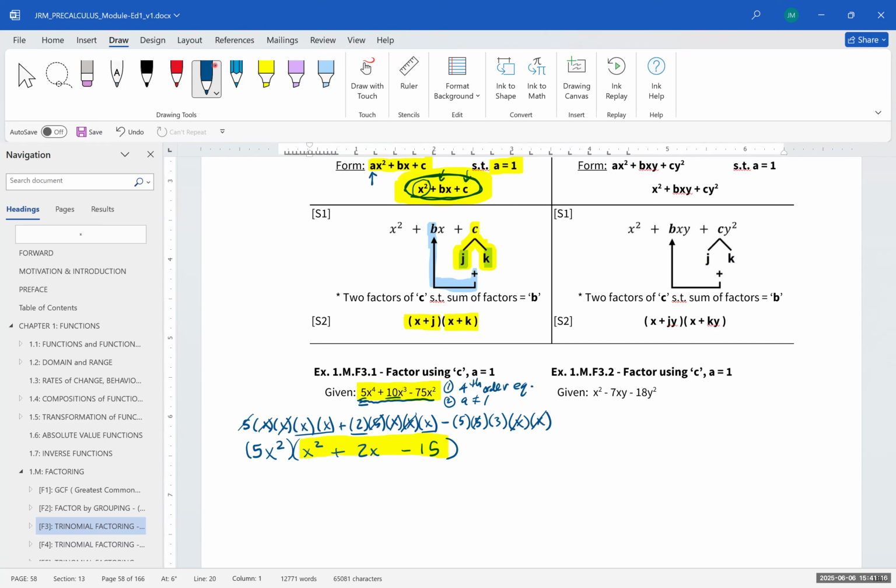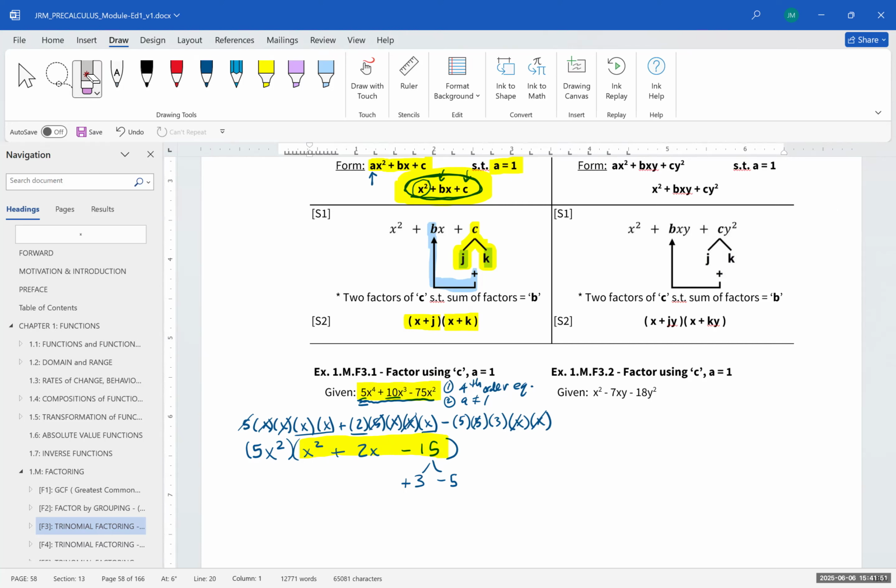All right, instead what we could do is, what if we had a positive 3 and a negative 5? Well, that'll give us negative 15. And if we add those two together, what we get is negative 2. And negative 2 is not equal to positive 2. So we're a little closer, but we're not quite there.